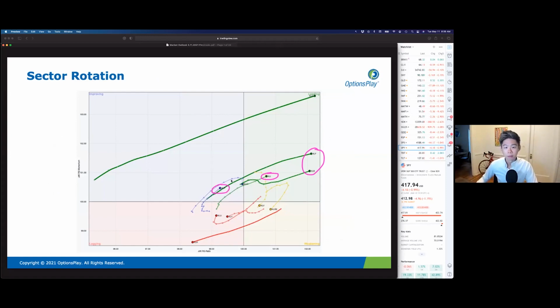Consumer staples is a very strong sector, coming up into the leading category. Energy has led quite a bit here, so I would be a little wary to see if this starts to come down as well. So be careful. Energy's strong outperformance is certainly interesting to pay attention to, but I'm not sure how much longer that can last.